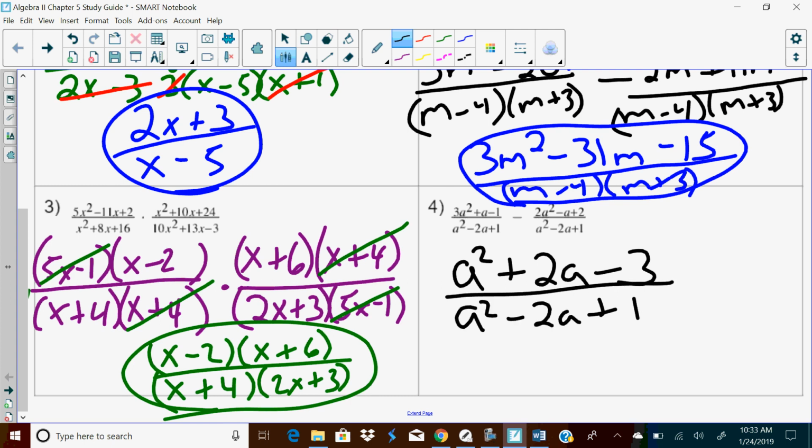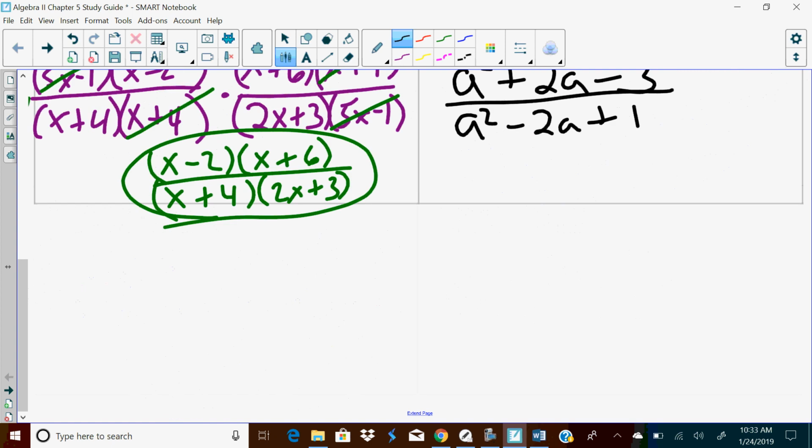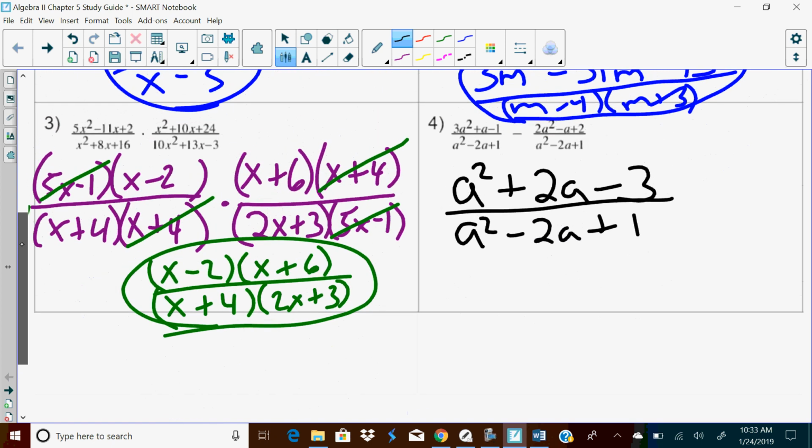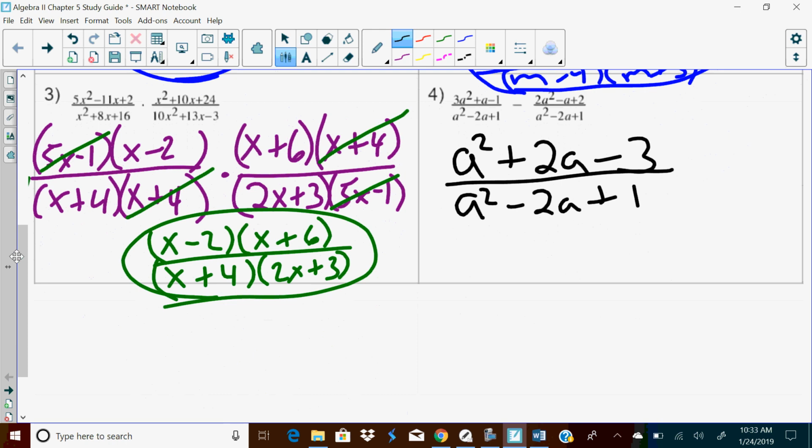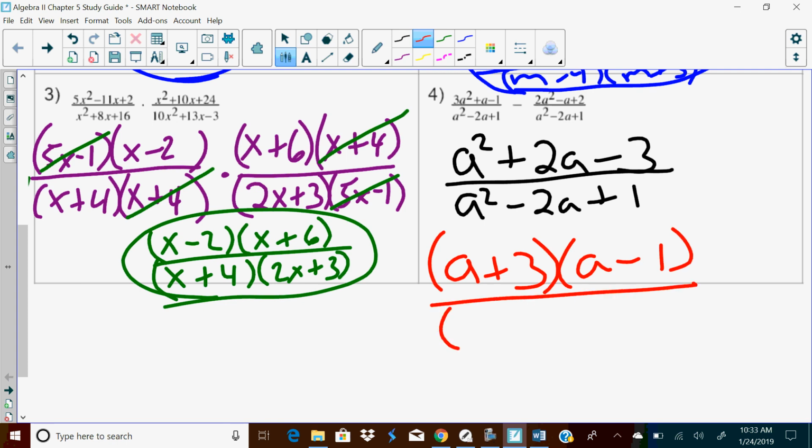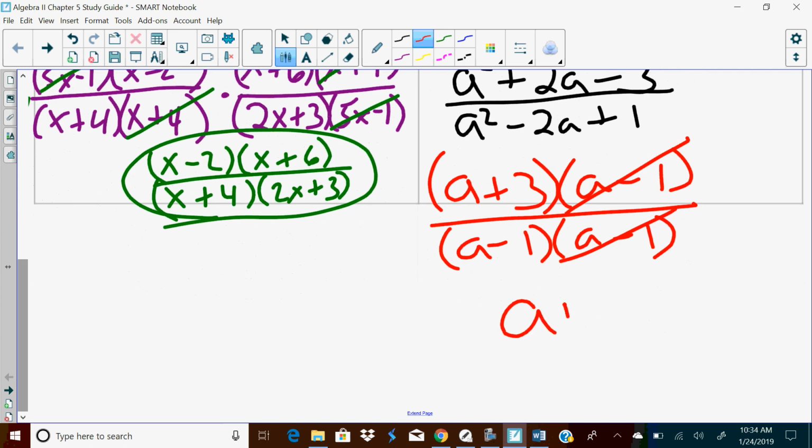So then I want to make sure that I factor it to see if there's anything I can cancel so I can simplify it. So I'm going to factor the top and get a plus 3 times a minus 1, or a minus 1 times a minus 1. So the a minus 1's cancel, and my final answer is a plus 3 over a minus 1.